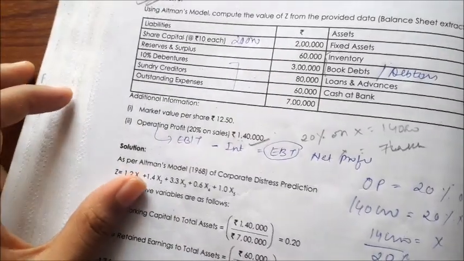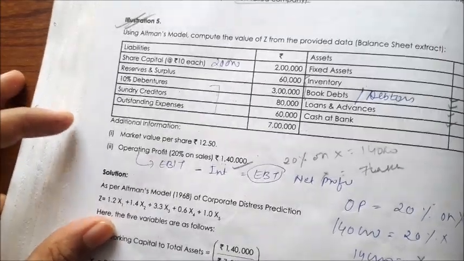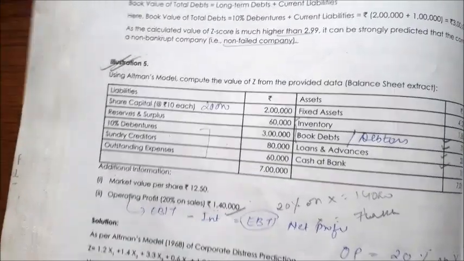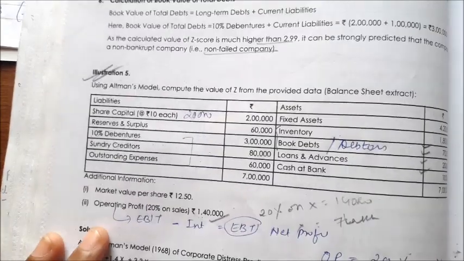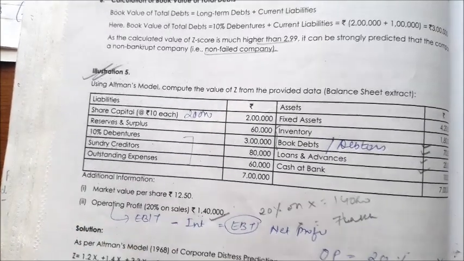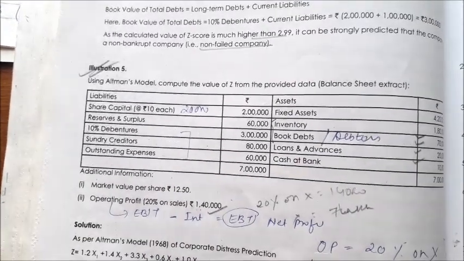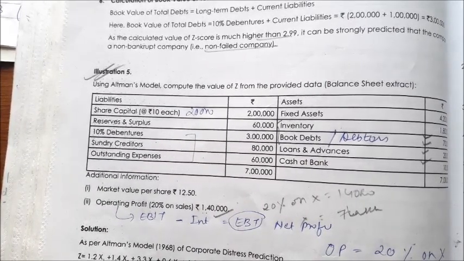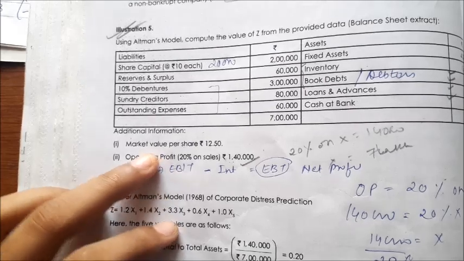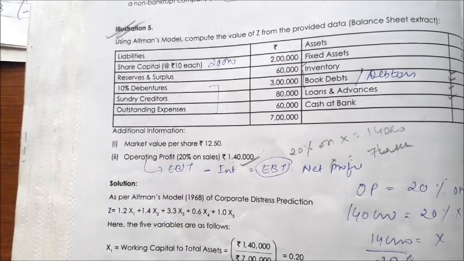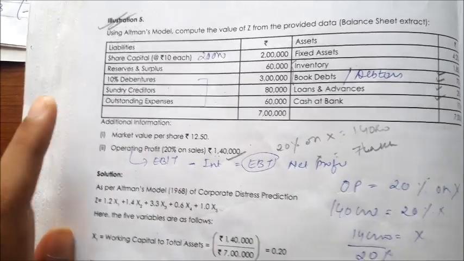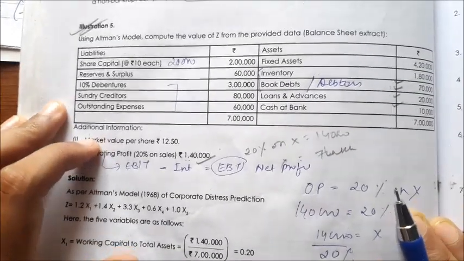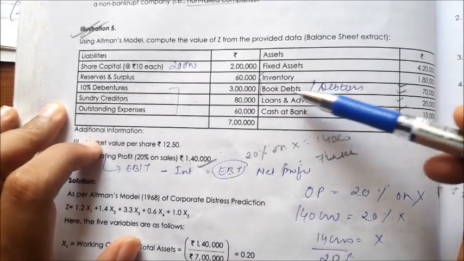Okay. Now illustration number 5. Now hardly 2 illustrations are left. Altman model, we have to find the Z-score, and they have not provided the ratios ready. We have to find all those ratios. As the market value is provided, that means we have to go by the 1968 model. Okay, so the first thing is working capital. What is working capital? Current assets minus current liabilities.